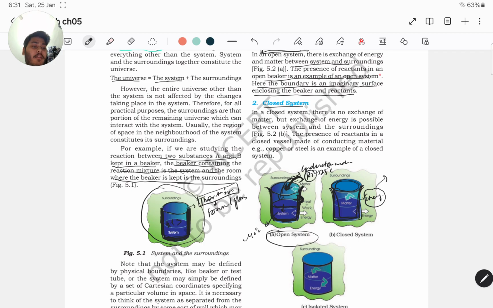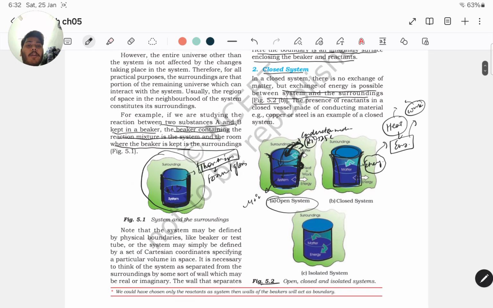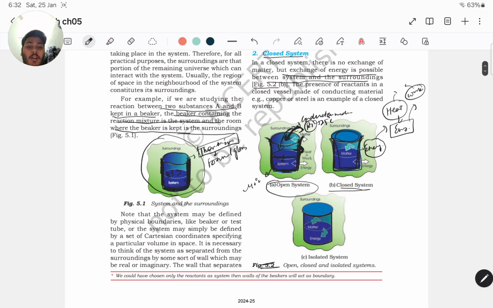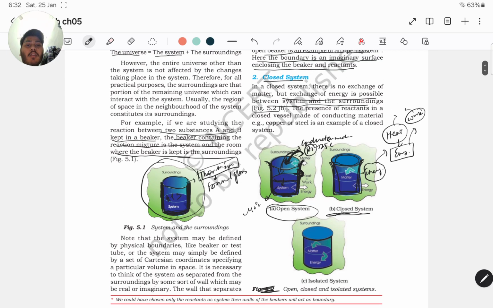So I have to tell you that the term heat I am using as an energy, because it is a form of energy. Work is also a form of energy. So if I use the word energy for heat and work, don't be confused. I am saying about these terms, heat and work. Okay, so the exchange of energy is possible between the system and surrounding. Figure 5.2b represents this closed system. This figure 5.2 is the b part. Okay, so it can be easily understood.